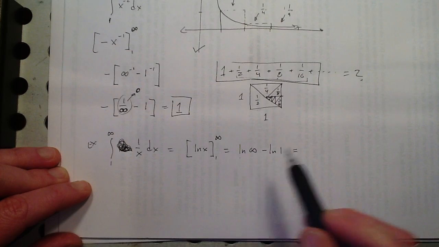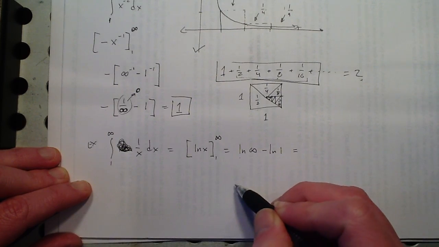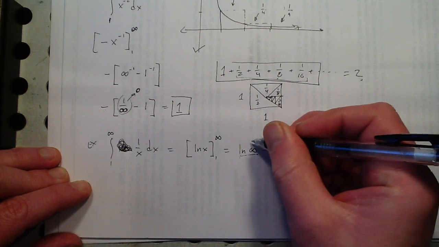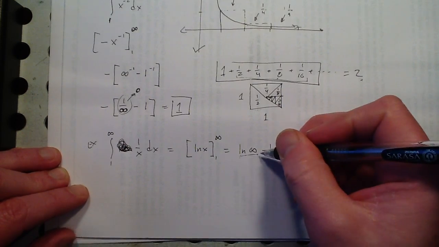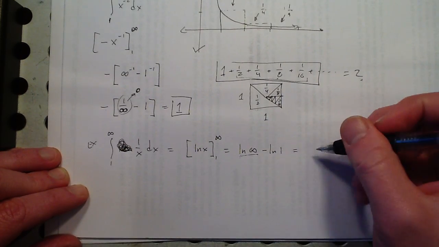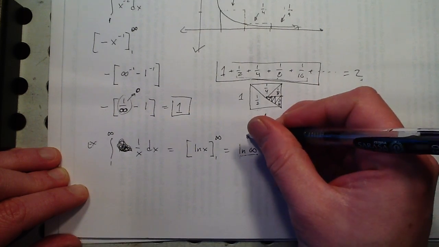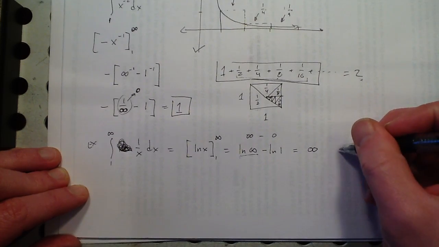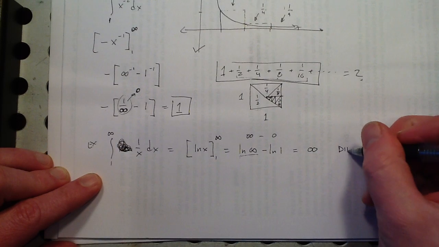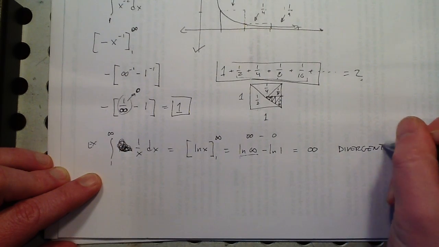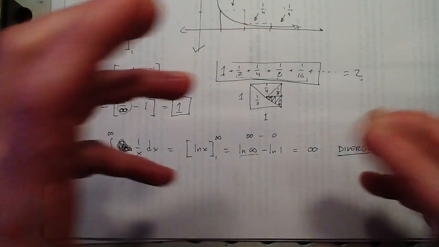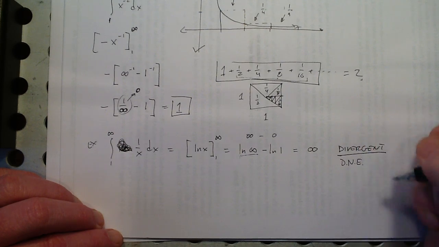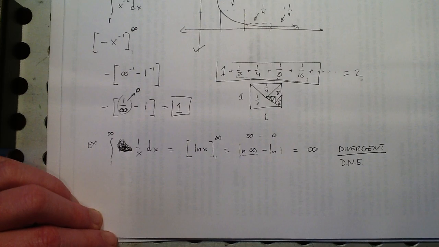And the natural log of infinity, although the natural log function grows very, very, very slowly as you go off to infinity, the natural log of infinity does keep growing at a tragically slow pace, but it does keep going up, keep growing. So this is infinity minus 0. So this is infinity, which means we say that this integral is divergent. It diverges. It doesn't converge to some area. It just doesn't exist. And I think it's also fine to say that it does not exist. That area doesn't exist. Right?